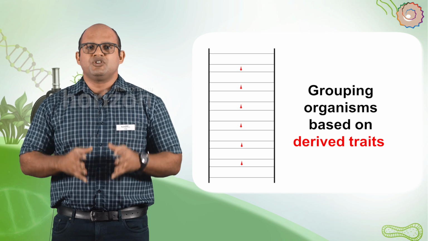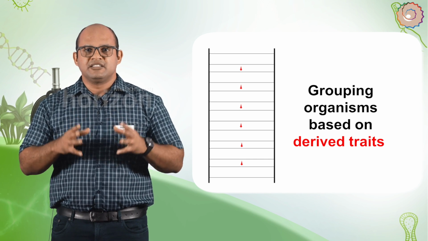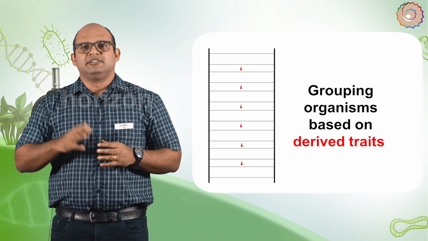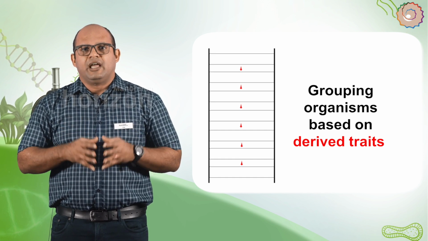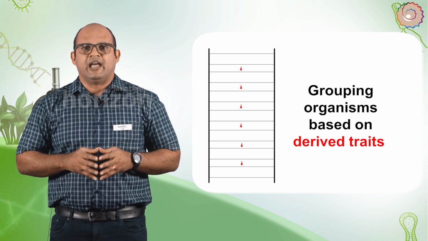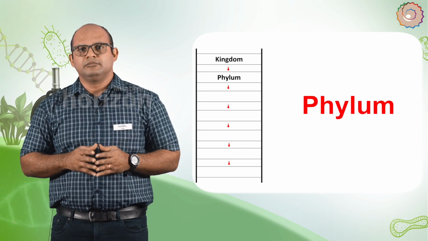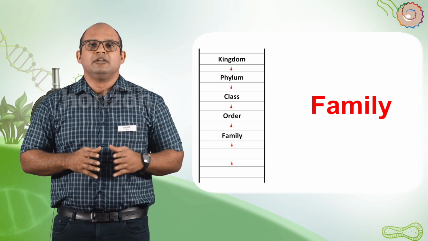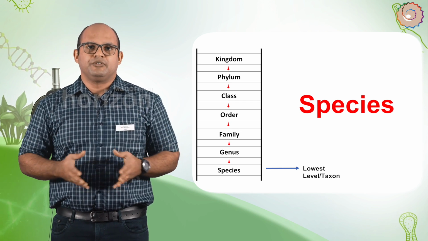Based on keeping the most general groupings, which is based on the most primitive shared basal traits, at the top of the hierarchy, and keeping the more derived traits that evolved later in progressively lower levels, we have developed an order of precedence in the classification of any organism. And the order is as follows. We start with kingdom at the top, followed by phylum, followed by class, followed by order, followed by family, followed by genus, and finally we come to the lowest level, which is species.